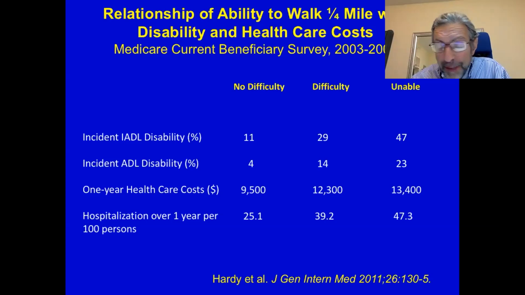This indicates that it's not the walking difficulty itself that ends up putting you in the hospital, but it's that walking difficulty represents the effects of multiple chronic conditions, people who are very sedentary and therefore lose their ability to walk, and often people whose conditions are more severe.